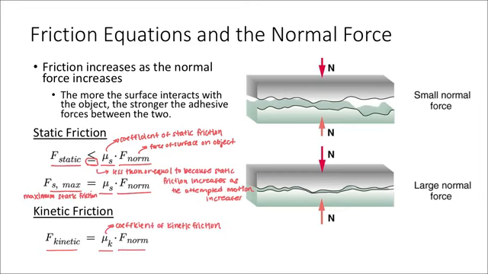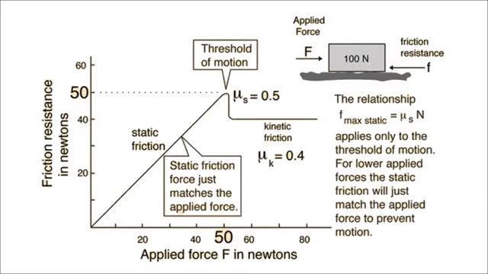Now, this whole less than or equal to thing can be kind of non-intuitive. So let's take a look at a graph that'll help us interpret what happens to an object as we begin to apply force to it. This is a graph that on the x-axis shows the applied force on an object in newtons, and on the y-axis shows the frictional force, also measured in newtons.